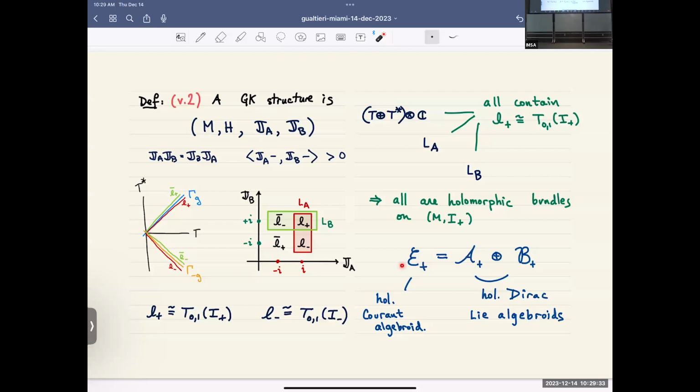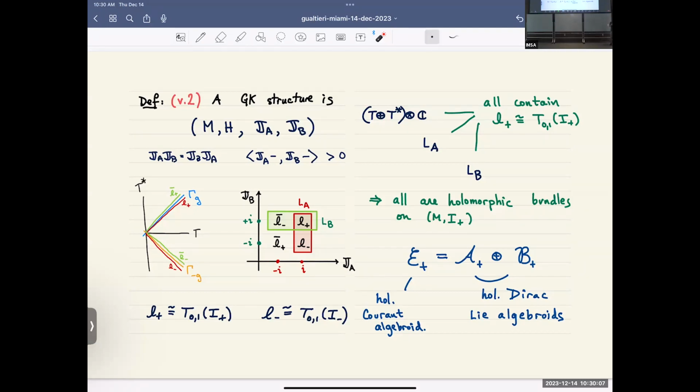And this thing decomposes as a sum of two holomorphic subbundles, which come from the LA and the LB. And both of these are what are called holomorphic Dirac structures. And the important thing for today is that these are Lie algebroids. Okay, so what is this? We have a complex manifold. We have a holomorphic vector bundle. The vector bundle has a bracket. It's holomorphic. It has an anchor map to the tangent bundle. So this is an avatar of the tangent bundle, but it's a different bundle. It's a Lie algebroid.